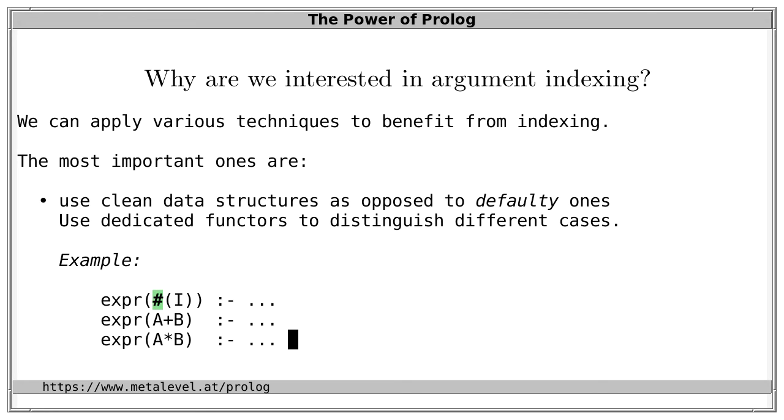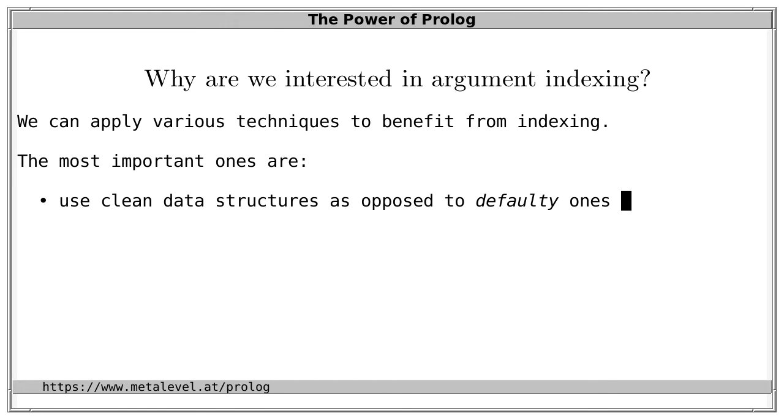For example, in this representation, I've used this number sign or hash symbol as a wrapper to represent a concrete integer I. And the other cases, such as addition and multiplication, are distinguished by their own dedicated functors. So, using clean data structures is an important precondition for argument indexing. And we'll consider this in more detail on another occasion.